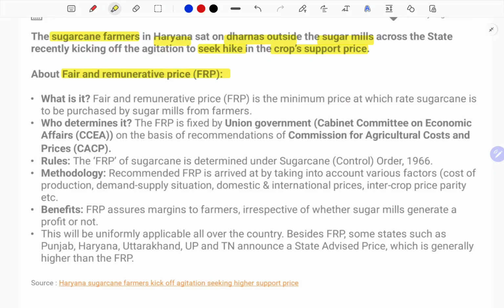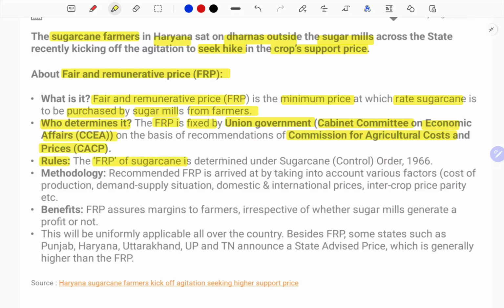So what is it? Fair and Remunerative Price is the minimum price at which sugarcane is to be purchased by sugar mills from the farmers. And who will determine it? FRP is fixed by the Union Government. Remember, very important: the Cabinet Committee on Economic Affairs (CCEA), on the basis of the recommendation of the Commission for Agricultural Costs and Prices (CACP). What are the rules of FRP?